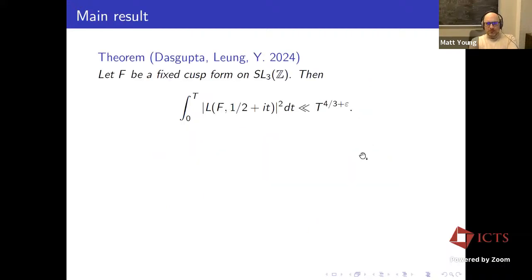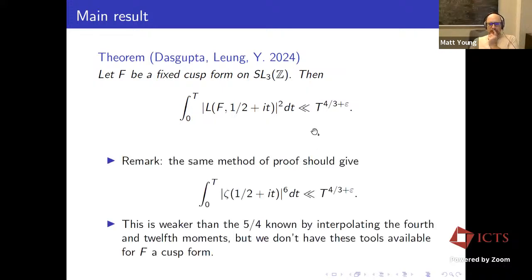So now I can state our main theorem. Suppose you have a fixed cusp form on SL3Z, then we were able to get a bound on the second moment of this degree 3 L function, where the upper bound is T to the 4/3 plus epsilon. We didn't actually check this, but I'm sure it's true that you could also use the same method for the 6th moment of zeta, and this would give the same bound, T to the 4/3. One reason we didn't bother to do this is that the exponent 4/3 is bigger than 5/4, and so you don't get a new bound on the 6th moment of zeta.